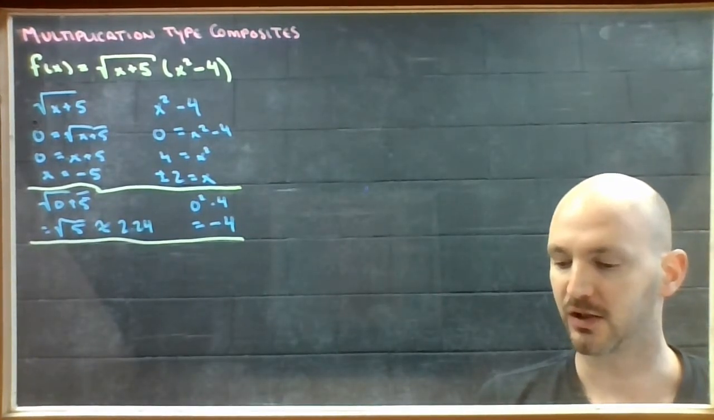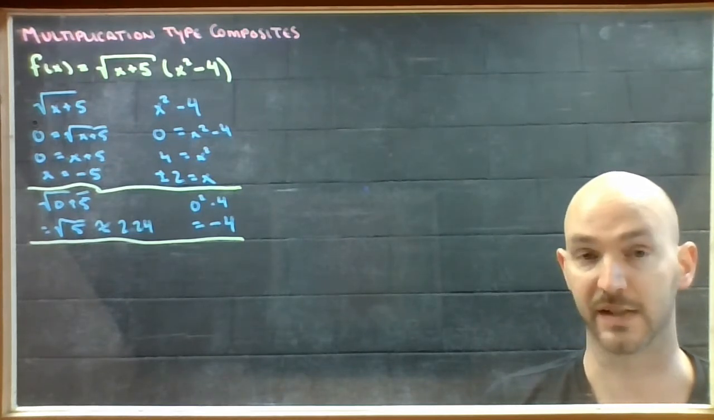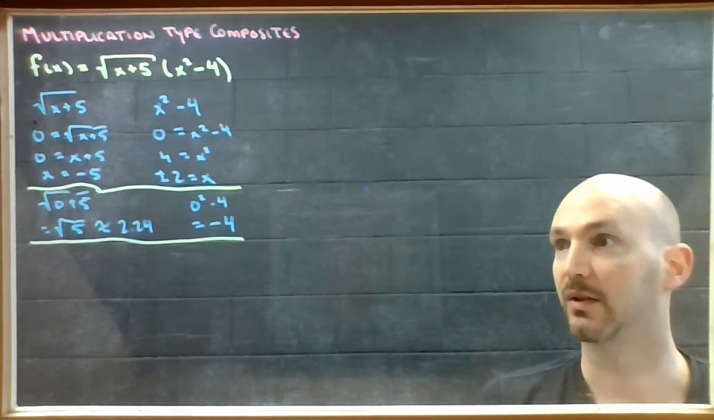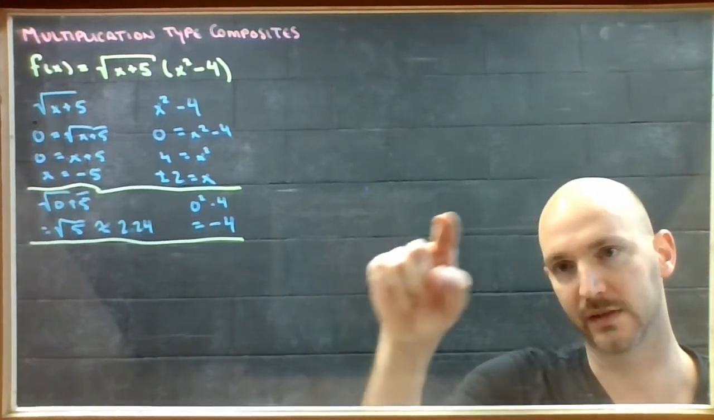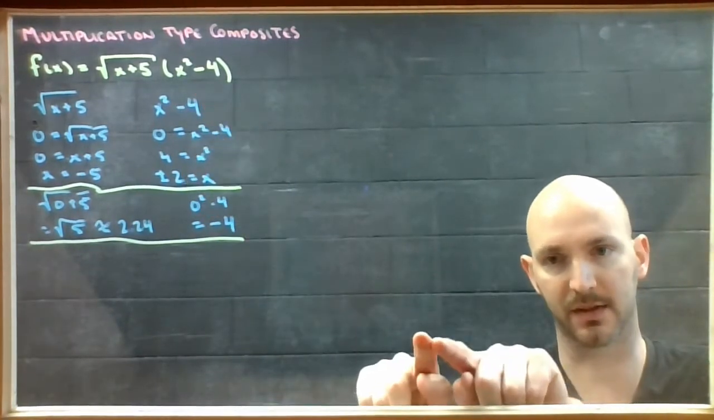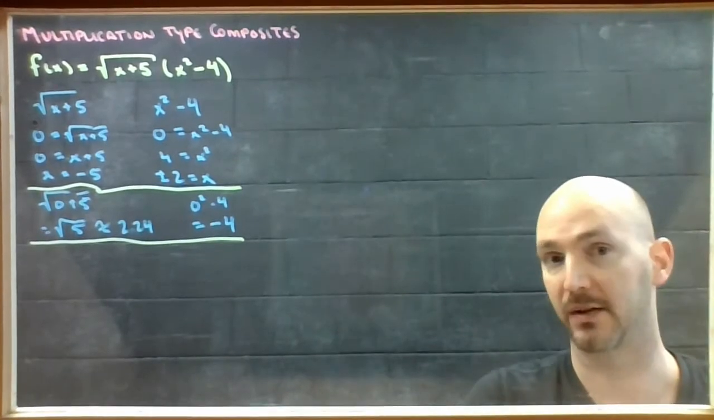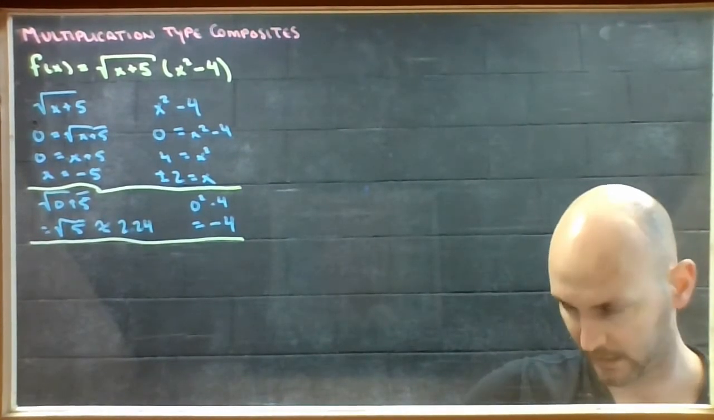Continuing on, do either of the pieces have boundary errors, which is another way of phrasing vertical asymptotes? So this is a radical. Radicals look like this, without an asymptote. This is a parabola. Parabolas look like this, without an asymptote. So the answer to that particular section would be no. There are no boundary errors.